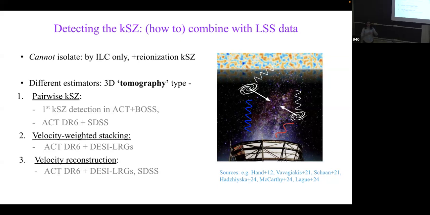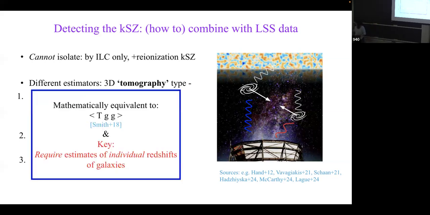So how can you combine CMB and large-scale structure data to detect the KSZ? There are different statistical estimators in the literature that have been proposed to do this. The first one was pairwise KSZ, which yielded the first KSZ detection back in 2012. And then these are two other methods which have also been used for measurements in ACT data. The velocity reconstruction method, the first measurements with this method were just done a few months ago in ACT data.